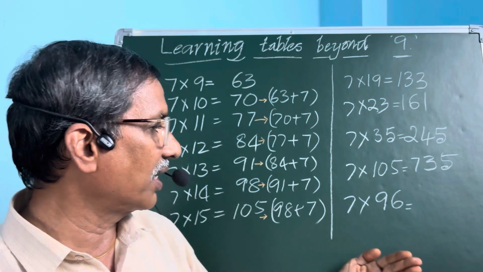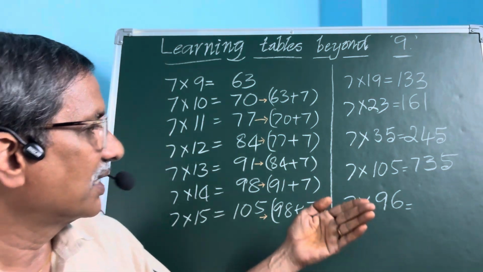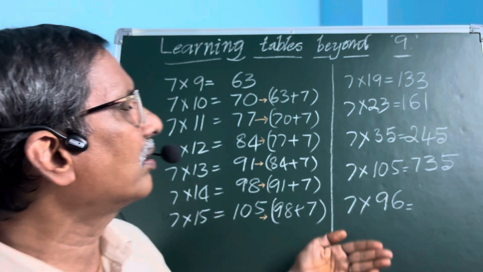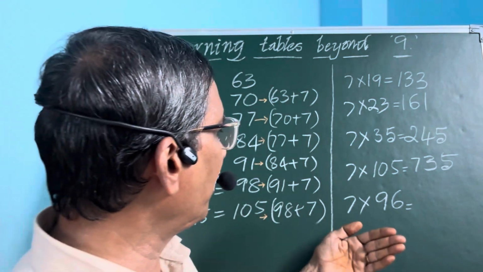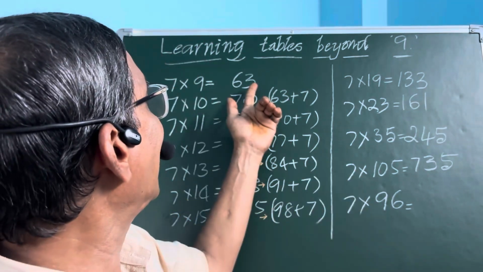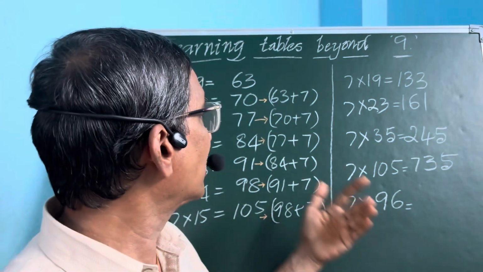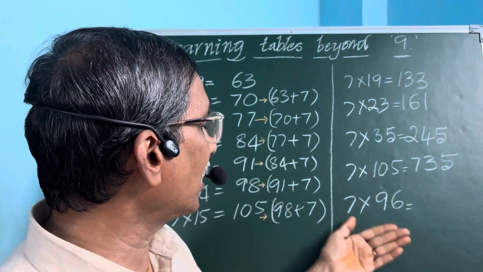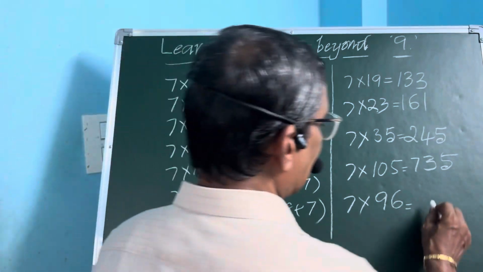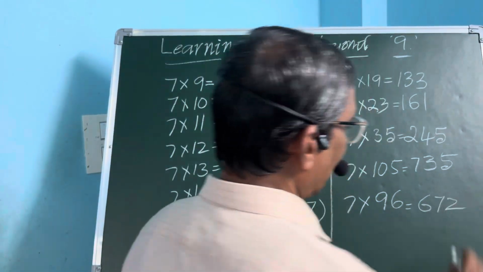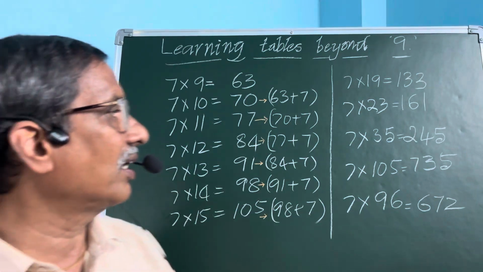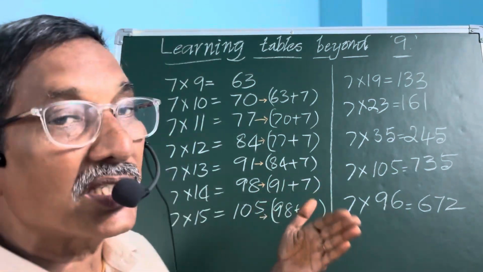In the same way, 96 times 7. 7 90s. Do not be confused. See, 7 9s are 63, which means 7 90s are 630. 630 plus 42, 672. We can easily orally calculate these tables if we learn this secret.